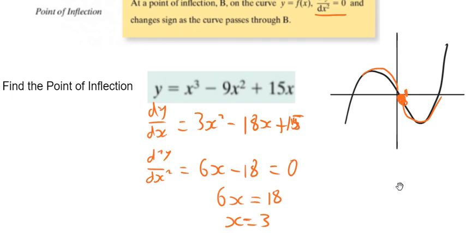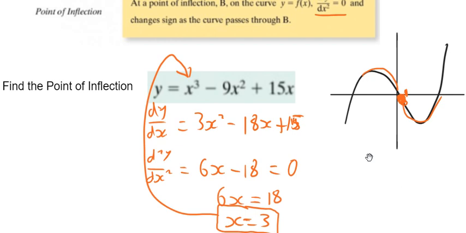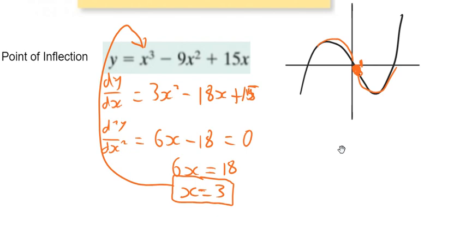To find out where it is on the y-axis, I'm going to take it and sub it back in. Now just be careful, I'm always subbing it back into the original. So the very original, the very start. Okay, so this up here. So because the point, it's where it meets 3, so it's where the curve is at 3.